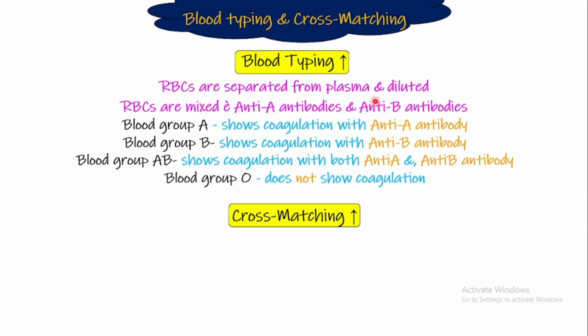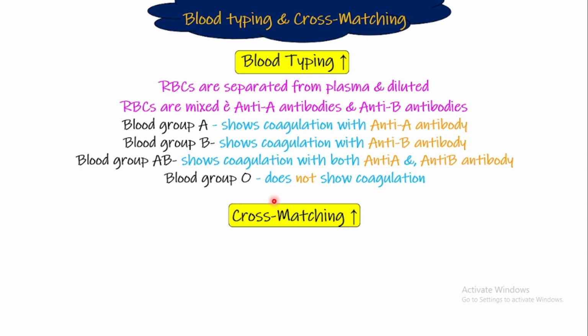Now, if the blood shows coagulation with anti-A antibody, it means this is blood group A. If the blood shows coagulation with anti-B antibody, it means the blood group is B. If the blood shows coagulation with anti-A as well as anti-B antibody, then it means the blood group is AB. And if the blood doesn't show any coagulation, then it means the blood group is O. Okay, so this was the concept of blood typing or blood grouping. Okay, basically finding out the blood group of the blood.